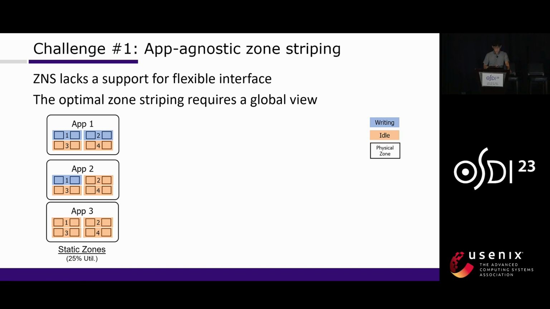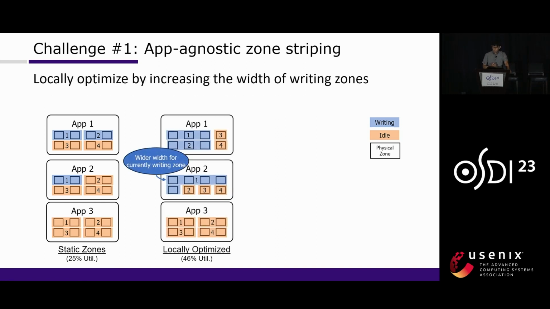just 25%. To locally optimize this, applications can adjust the striping width based on the number of logical writing zones. For example, application 2 can increase the width of the logical writing zone to 5. This approach improves overall utilization to 46%.